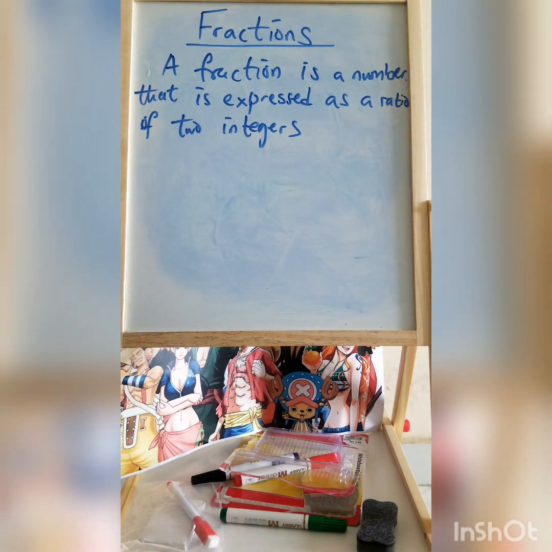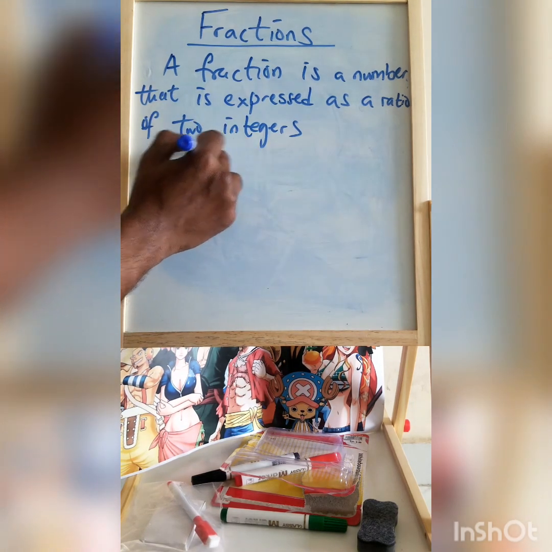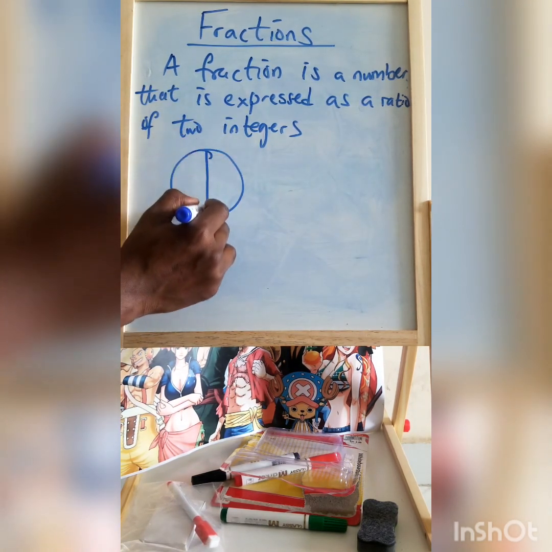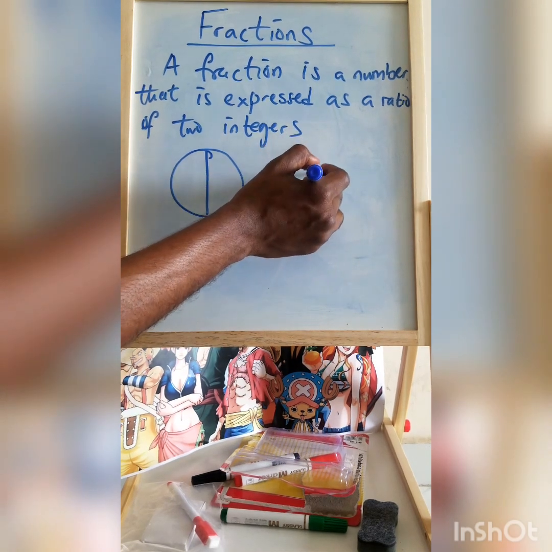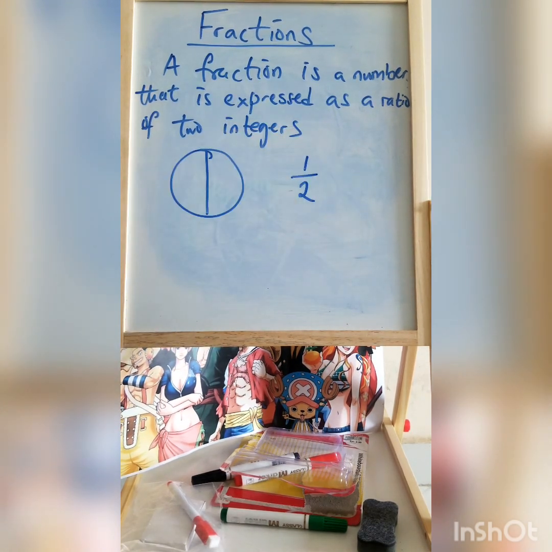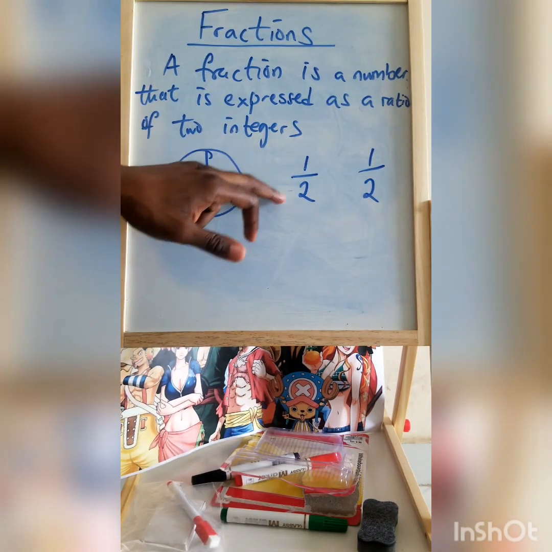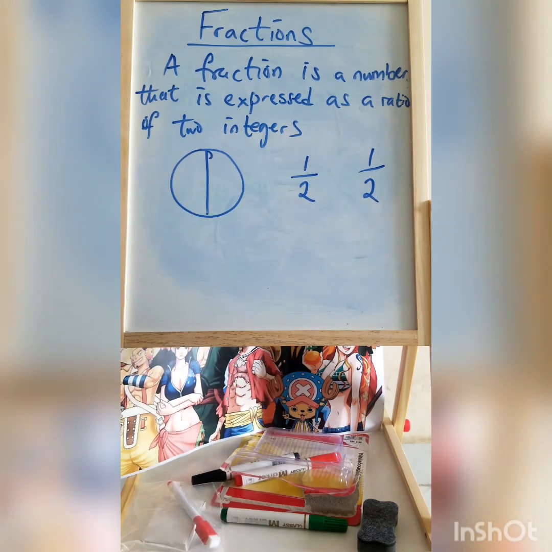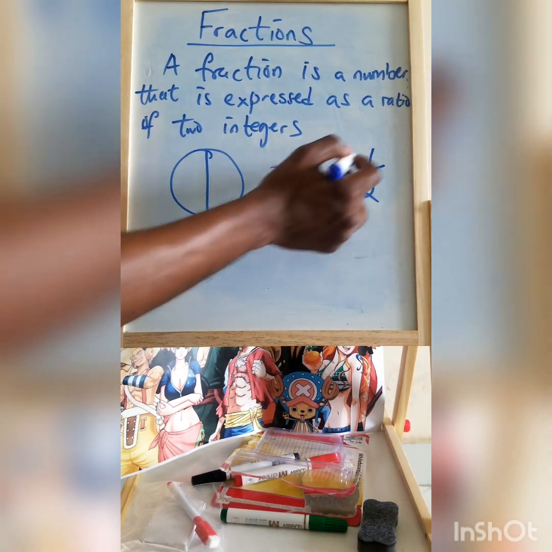Now let's look at it. When I gave you the example of a pizza shared between Fatai and I, we shared one pizza into two equal parts. So we have 1/2. Do we understand? And 1/2 each. So this is what we call a fraction. It is more like a ratio and it is used to express two integers.